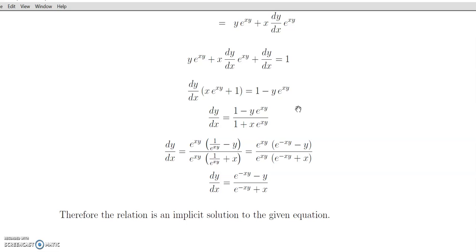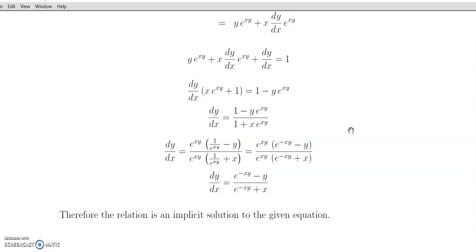We need to solve for the derivative of y with respect to x, so we will divide both sides by x e^(xy) + 1. So we obtain the derivative of y with respect to x equals (1 - y e^(xy)) over (1 + x e^(xy)). But now we need to simplify this fraction to write it in the form that was given in the problem.